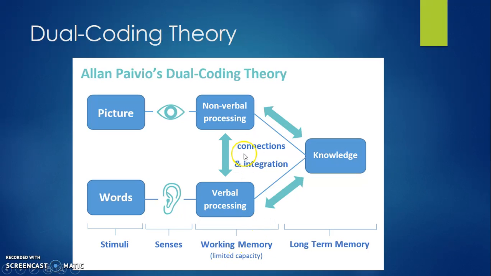However, I like this line here. It says connections and integrations. So basically, when we can connect these two things, put them together, that's going to get us to this long-term memory where we're going to have knowledge over a long period of time. So that's, in a nutshell, or in a depiction, what dual coding theory looks like.